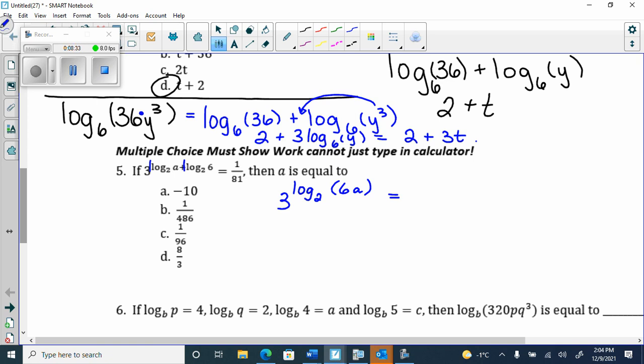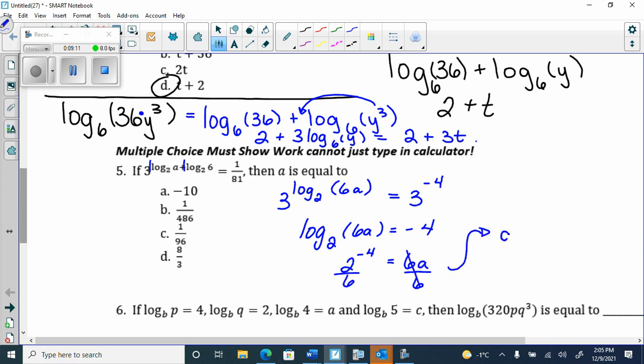81 is 3 to the what? 3 to the 4. So 1 over 81 is actually 3 to the negative 4. So you can look at it as if it's just a number and then raise it to a negative exponent. Now I can actually set the exponents equal because I have one base and an exponent, one base and an exponent. So I get log base 2 of 6a equals negative 4. 2 to the negative 4 equals 6a. Divide by 6. a equals 1 over 96, I believe.